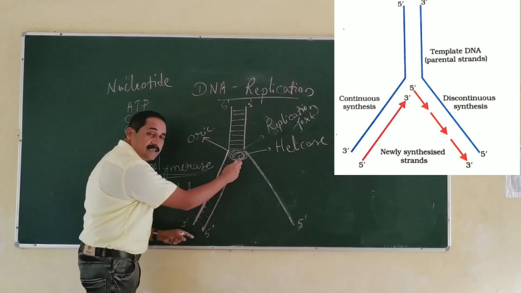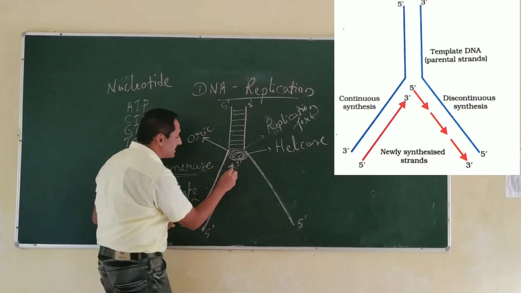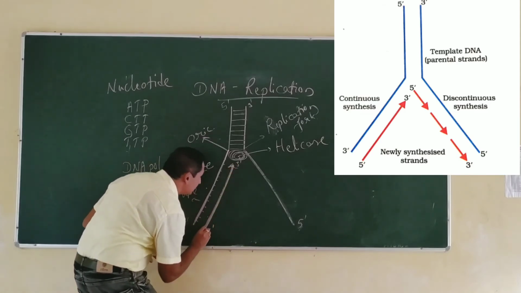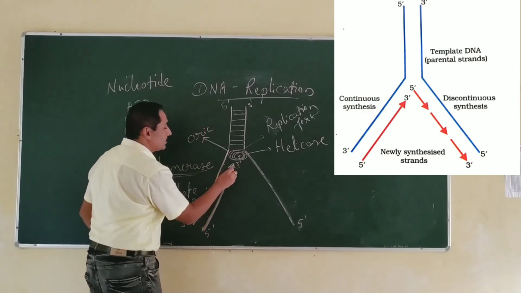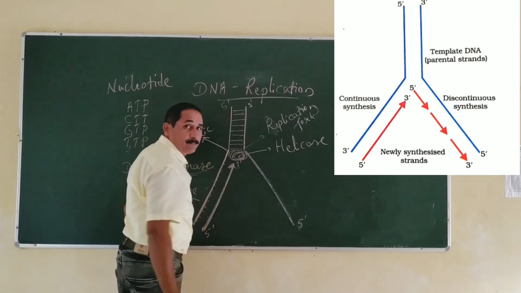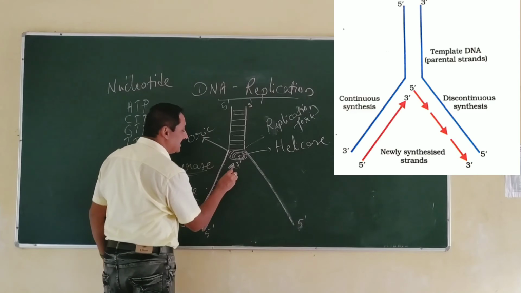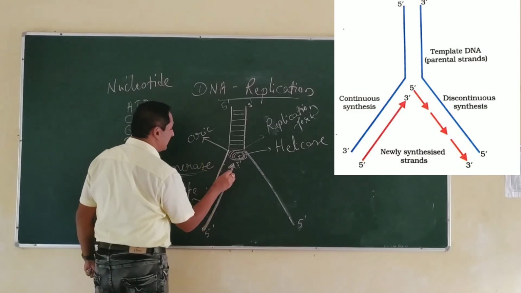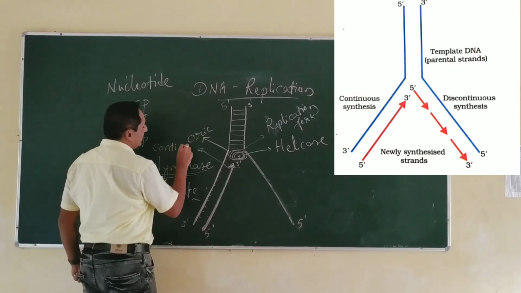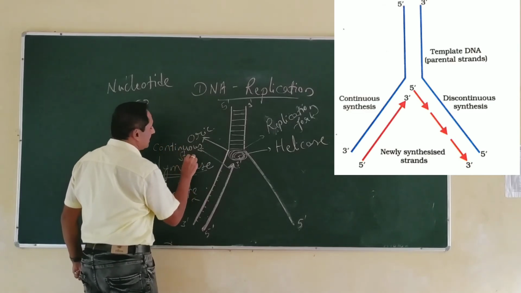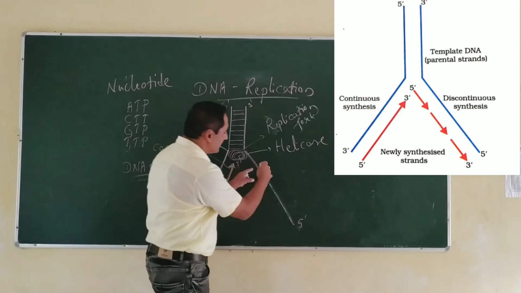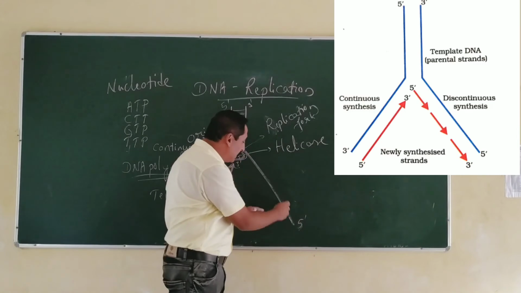DNA polymerase enzyme forms the phosphodiester bond and it leads towards the fork point. So this is called the leading strand. One strand runs towards the fork, and that is called the leading strand. It is a continuous strand. But in the other strand, it has to wait for the opening.